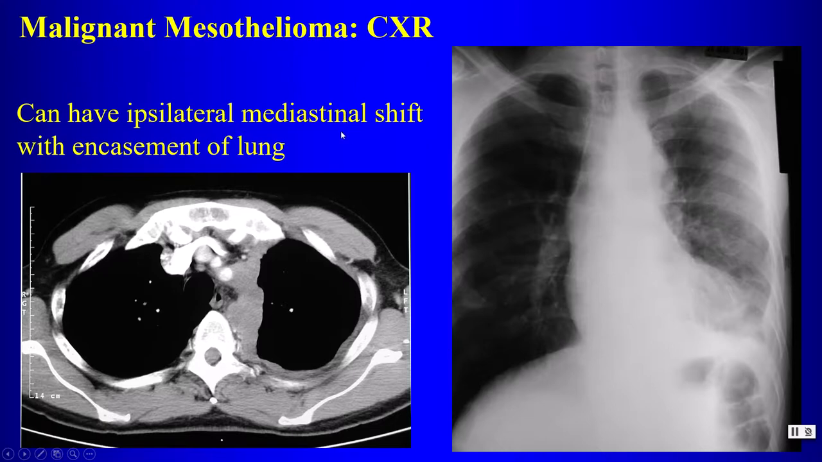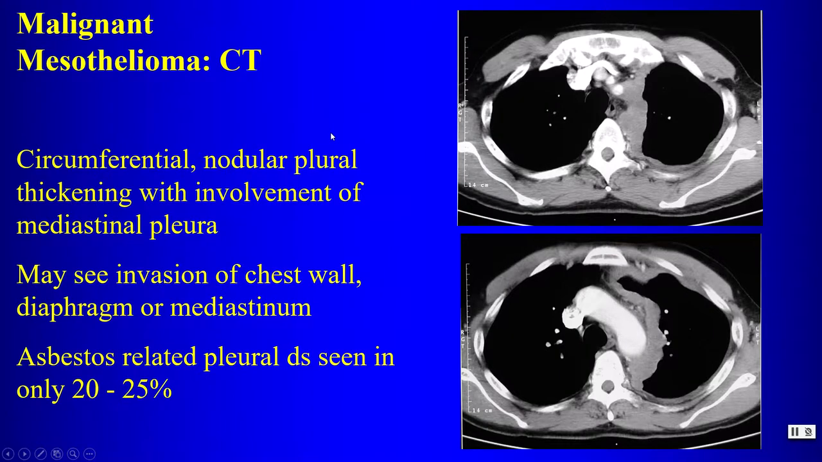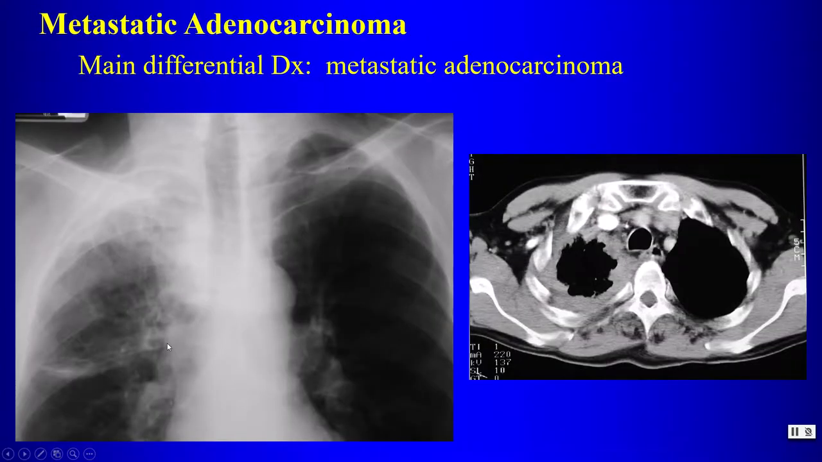So if we have circumferential pleural thickening, we need to think of neoplasm. So circumferential nodular pleural thickening with involvement of the mediastinal pleura, if we see that, we need to think neoplasm, especially mesothelioma, although metastatic disease might also give you that appearance. Not all cases will have evidence of asbestos exposure when you look at the pleural surfaces, though. So the fact that you don't have calcified pleural plaques does not mean that you exclude mesothelioma. The differential is metastatic tumor. Here's an example of metastatic adenocarcinoma, also giving you circumferential pleural thickening.